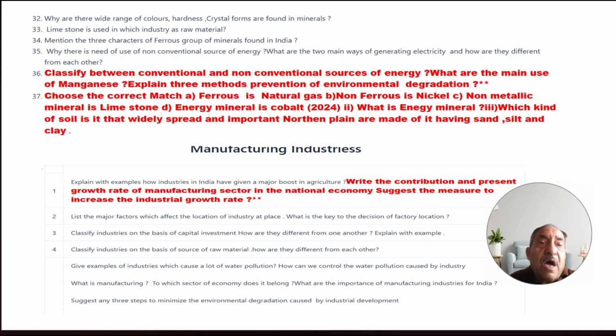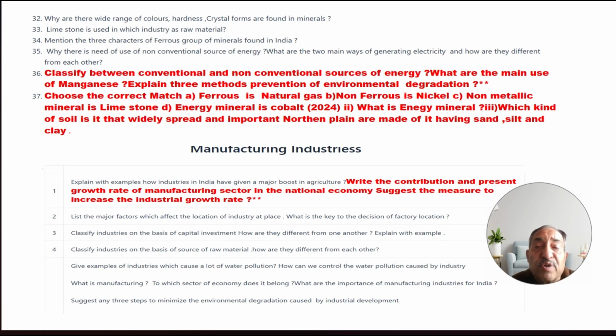Why are there wide range of color, hardness, crystal forms found in mineral? Limestone is used in which industry as a raw material? Mention the three characters of ferrous group of mineral found in India. Why is there a need of use of non-conventional sources of energy? What are the two main ways of generating electricity? How are they different from each other?